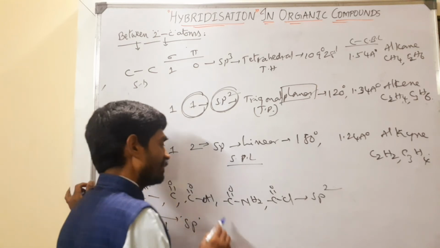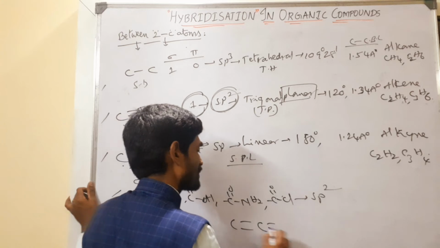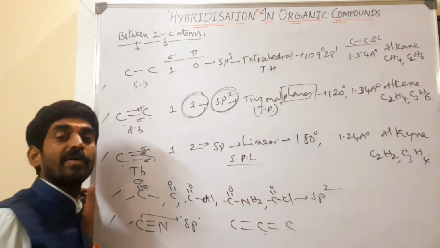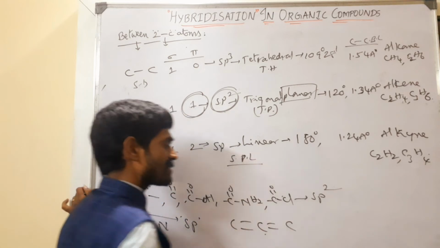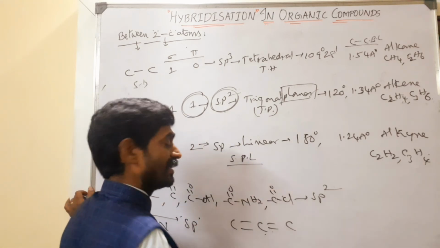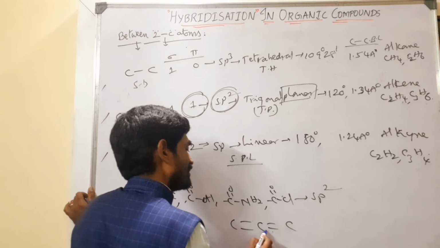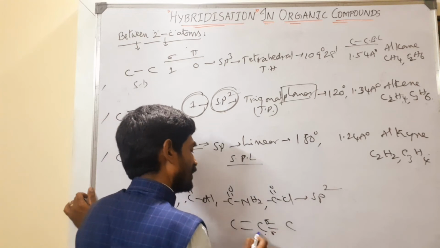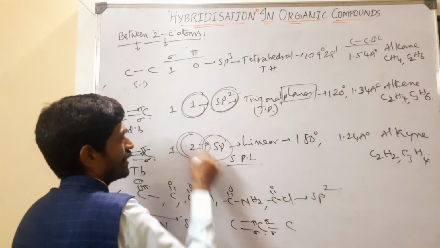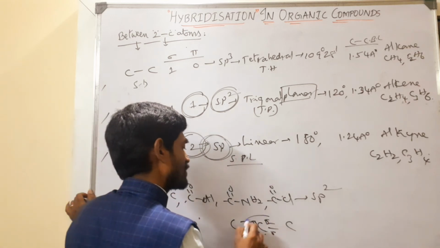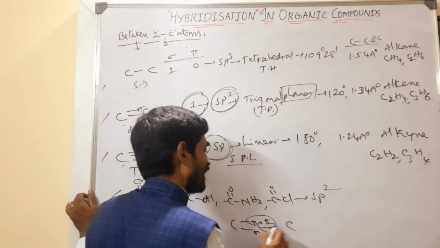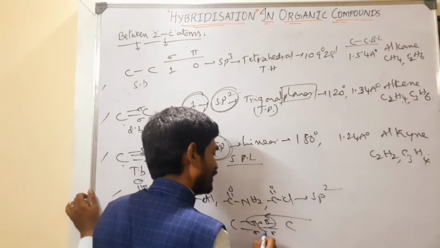For example, they frame the question like this: in this middle carbon, the central carbon, what type of hybridization does it undergo? Here generally students make a mistake. They say there is a double bond, so that's why it is sp2. No, wrong. You have to check it here. This carbon has a sigma bond and a pi bond on this side, and a sigma bond and a pi bond on this side. So two pi bonds are present on this carbon, and that's why this carbon undergoes sp hybridization.